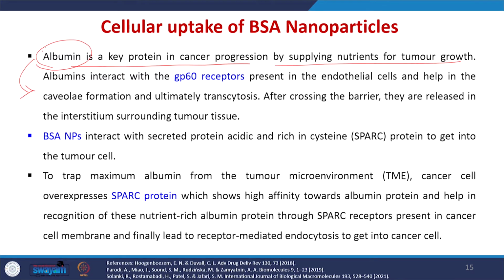However, this albumin nanoparticle has the anti-cancer drug, so it can enter the cell and kill the cancer cell. How is this albumin entering the cell? It is entering through the gp60 receptor, a glycoprotein receptor present on the surface of the cells, and it leads to caveolae formation. Caveolae formation provides the entry into the cell and allows the nanoparticle to enter the cell. Once it crosses the barrier, it enters the cell and releases the anti-cancer drug, and it induces cell death.